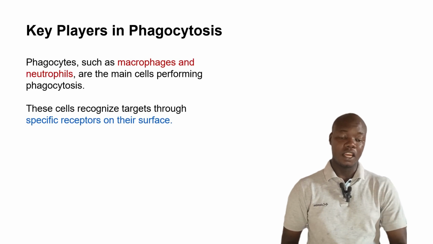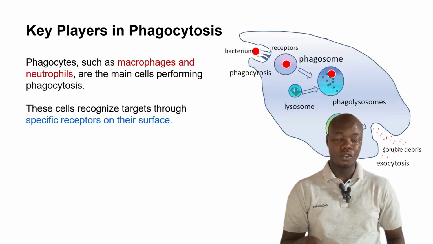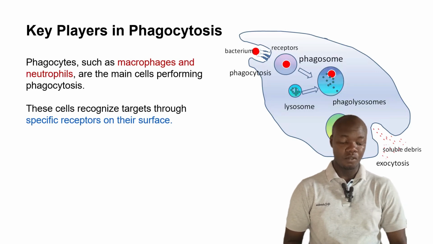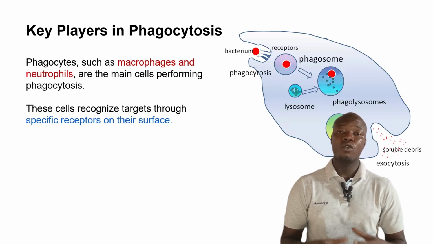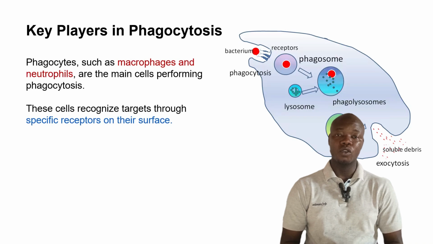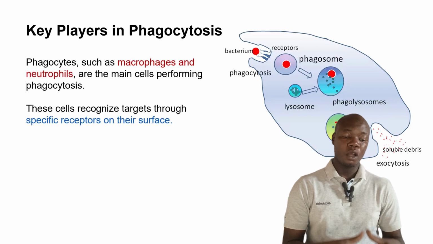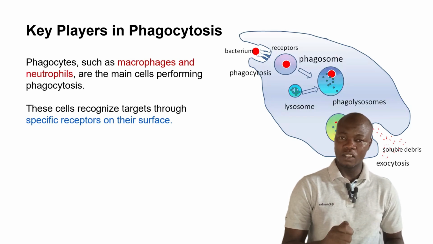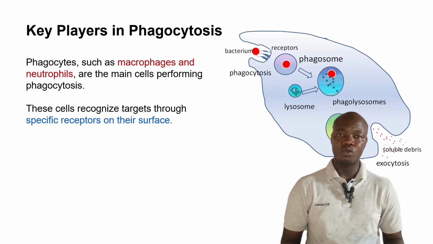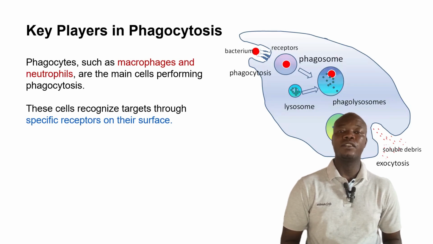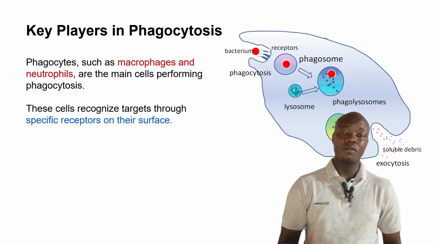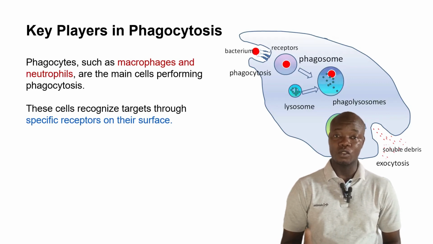For example, this is a bacterium, and this is where we have the receptors. You can see the bacterium bind with the receptors. After binding, the membrane of these cells will be extended, and then what happens? It will form what we call a phagosome, and the phagosome will fuse with the lysosomes to form phagolysosomes. In the lysosomes, we have an enzyme called lysozyme, which will be released and degrade the pathogen. And then the debris will be removed through the process called exocytosis.